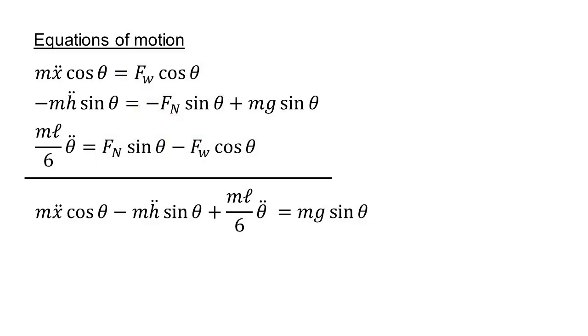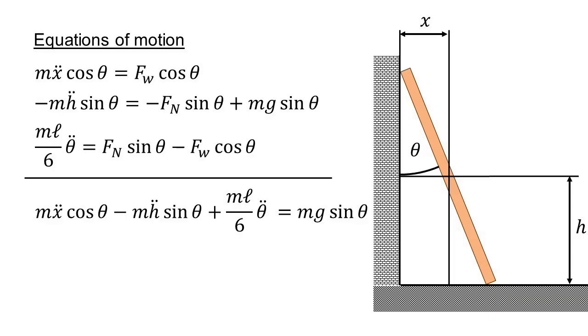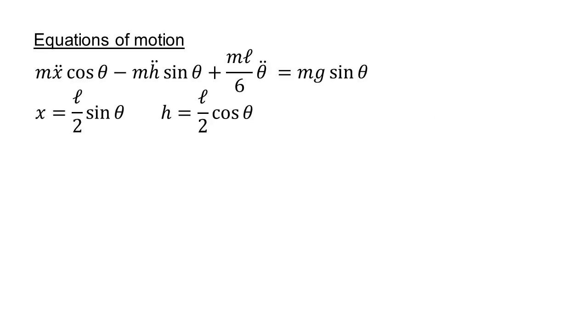Now we need to express the x double dot and h double dot in terms of theta and its derivative. First, let's go back to our picture of the ladder to figure out what x and h are in terms of theta. From this blue triangle, we see that x is L over 2, the hypotenuse, times sine theta. And from this triangle, we see that h is L over 2 times cosine theta. All we have to do now is take two time derivatives of x and h.